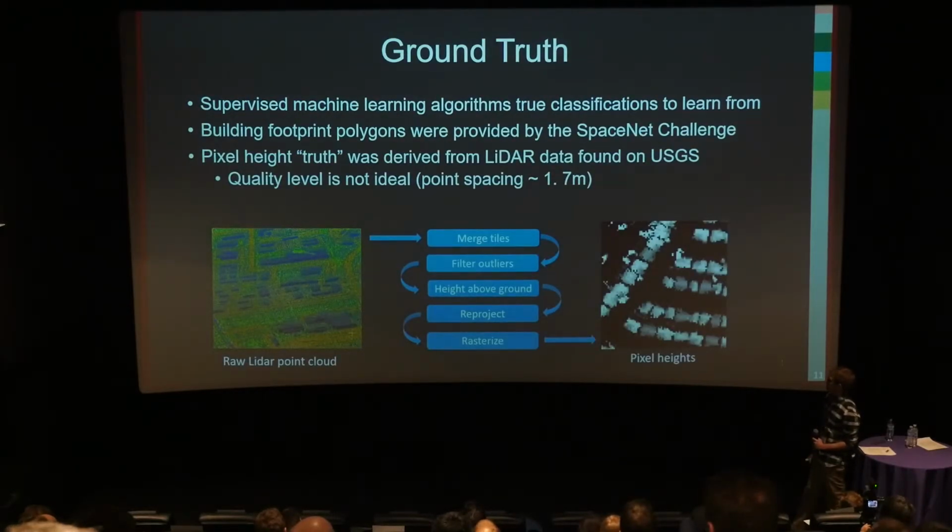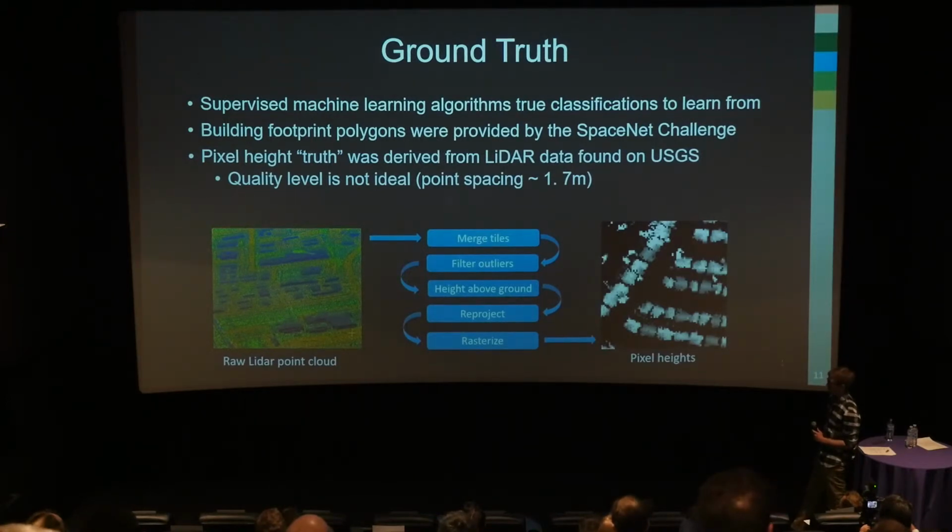All right, so to get the ground truth that my model is going to learn from, I have building footprints from a challenge issued by SpaceNet. The challenge was trying to find building footprints from their WorldView 3 imagery. So those were very useful for making that ground truth. And then the pixel height ground truth was a little bit more difficult to derive.